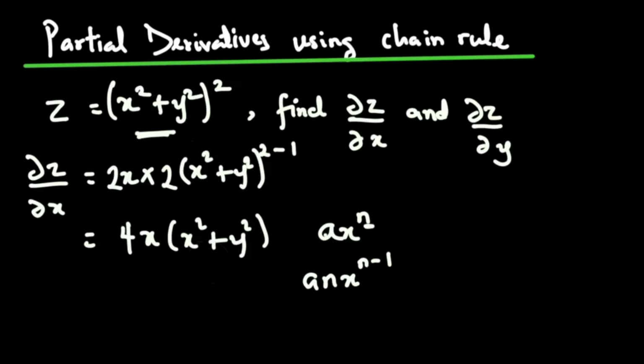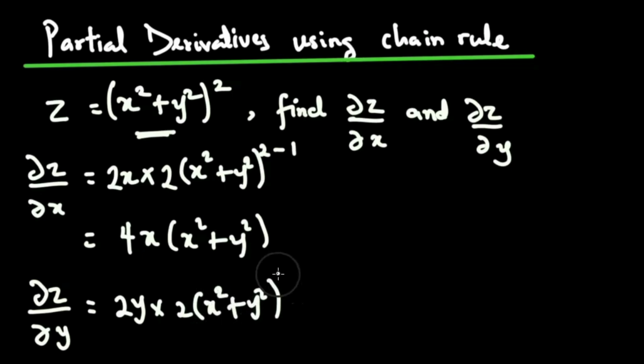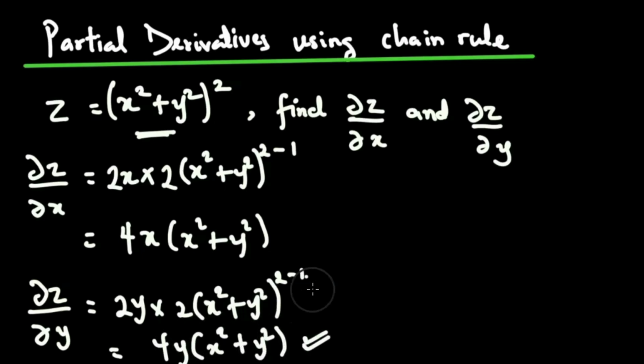Very, very simple. Now, to differentiate the function partially with respect to y, we'll go through the same process. You keep x constant. When you differentiate a constant, you have 0, so this becomes 0. When you differentiate y squared, you have 2y, and then you differentiate the entire function. Multiply 2 by 1, that is 2. You have x squared plus y squared, subtract 1 from the power, and you have 4y into (x squared plus y squared). Very, very simple.